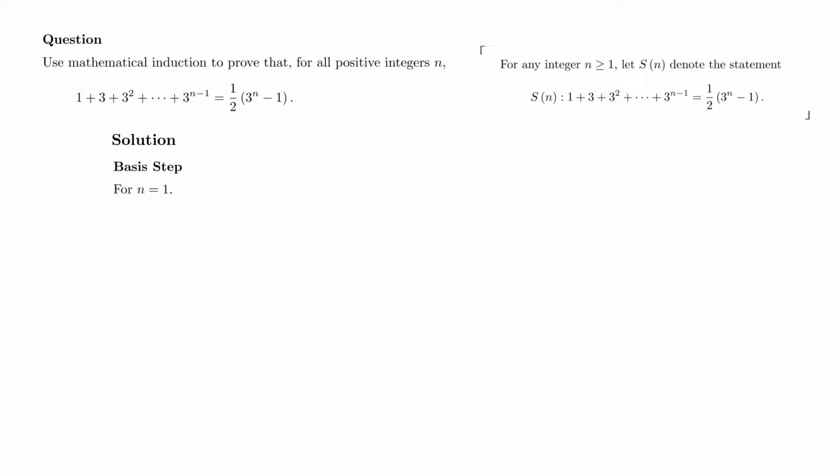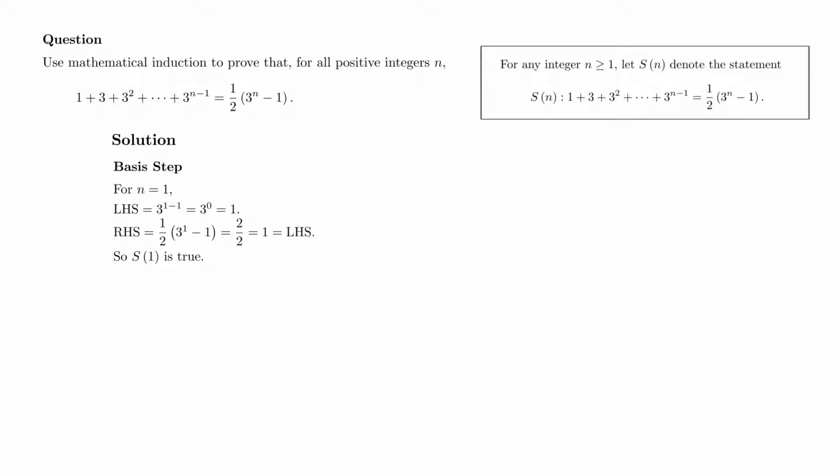Now let's start with the basis step. In this step, we want to show that the statement is true for the lowest possible integer. Since we are proving for all positive integers, we will start with 1. Showing the statement is true simply means showing that the left-hand side equals the right-hand side.